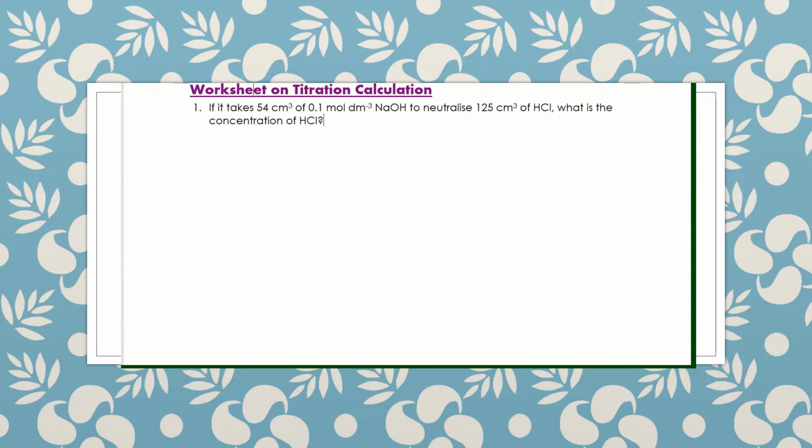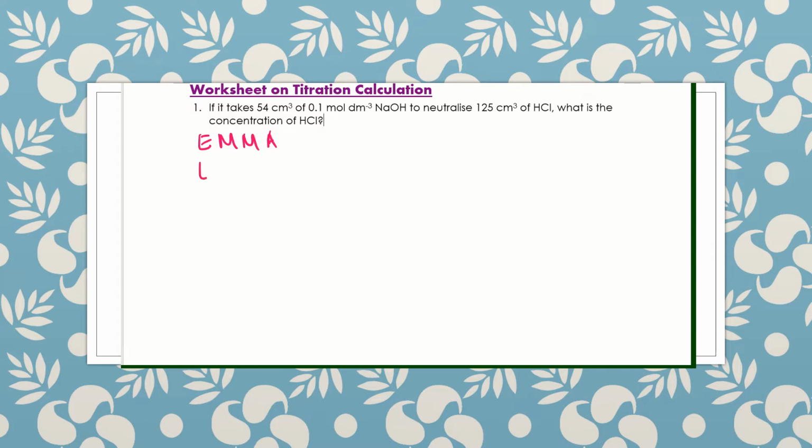In question 1, you have 54 cm³ of 0.1 mol per dm³ of sodium hydroxide to neutralize with HCl. Now, in terms of calculation in chemistry, the best way to start is always from the equation. When it comes to mole, I will always advise the students to go through AMA. AMA is the acronym for the 4 steps that you'll be using.